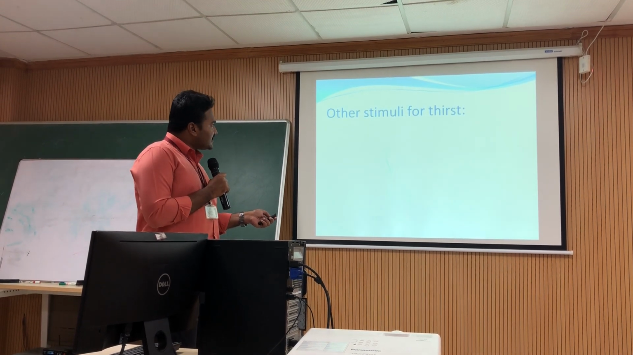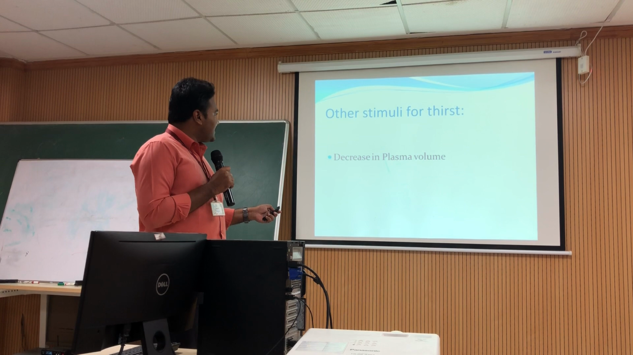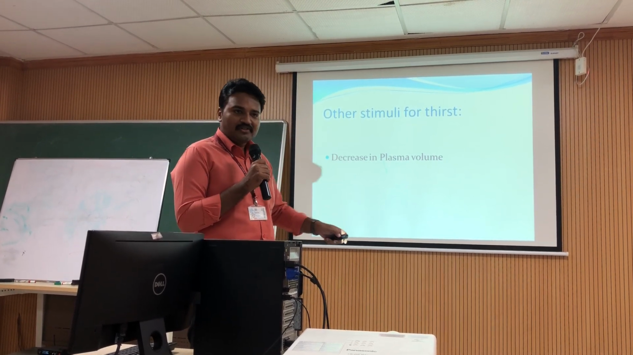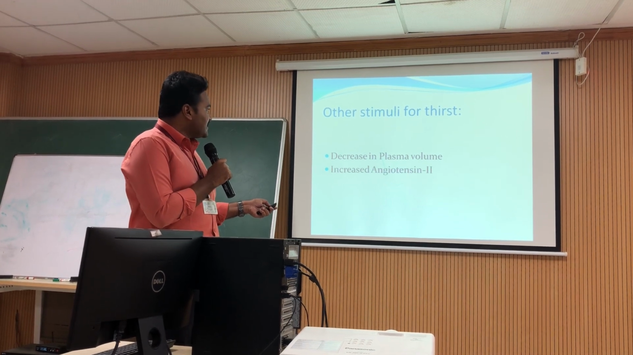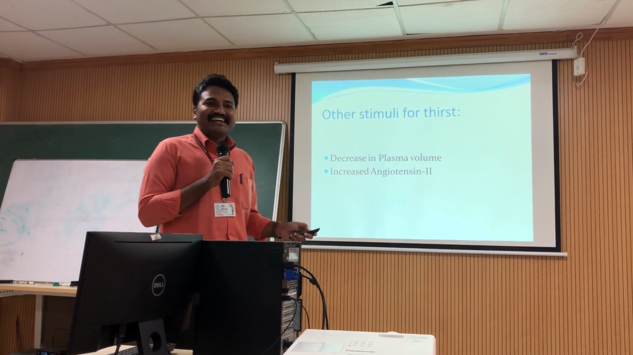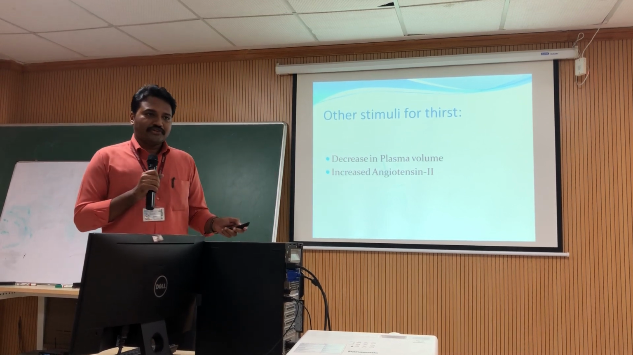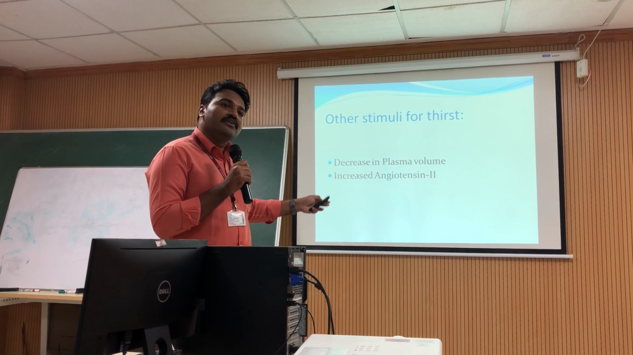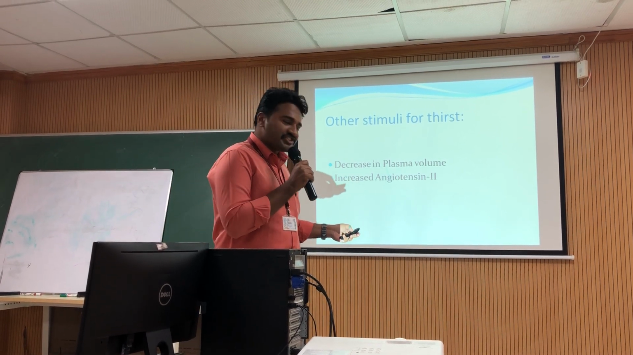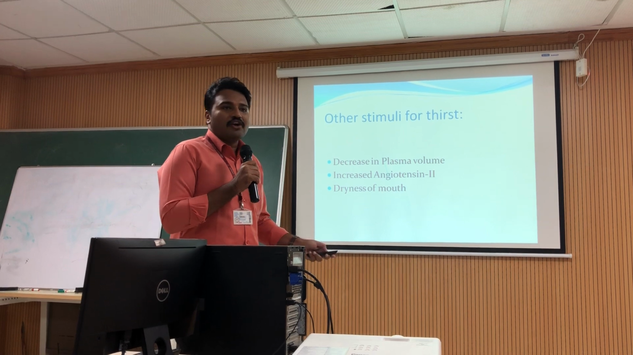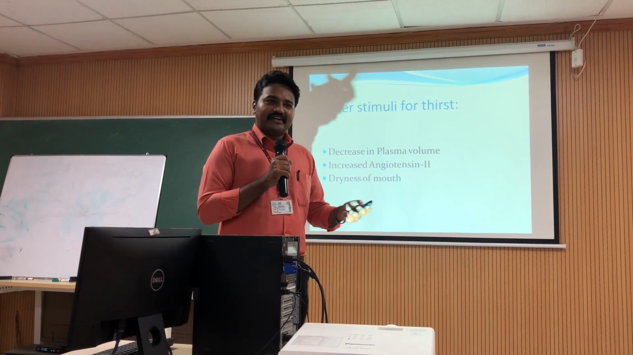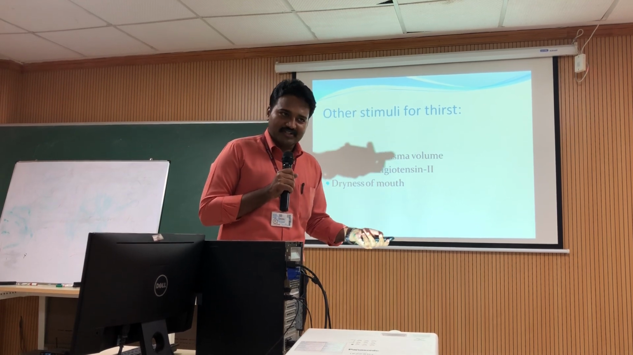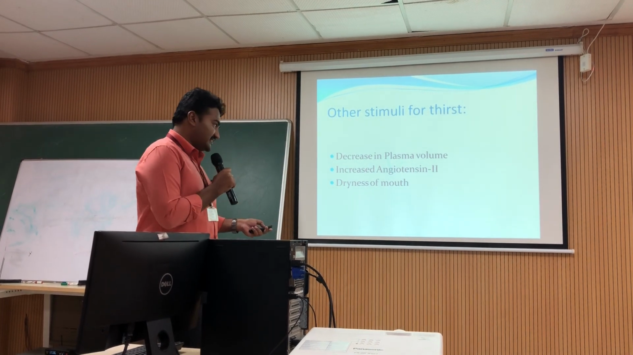Fine. So other stimuli for thirst: whenever there is a decreased plasma volume, that's what we saw in dehydration, obviously that will cause the thirst center to get stimulated. And the next one is whenever there is an increased angiotensin II formation. You all know about the renin-angiotensin system, and in that the increased angiotensin II will always cause the thirst center to get stimulated, right? And the next one is the dryness of the mouth. Whenever we feel a dry mouth, or saliva production is decreased, we tend to have more and more water. So that is also another stimulus for the thirst sensation, right?